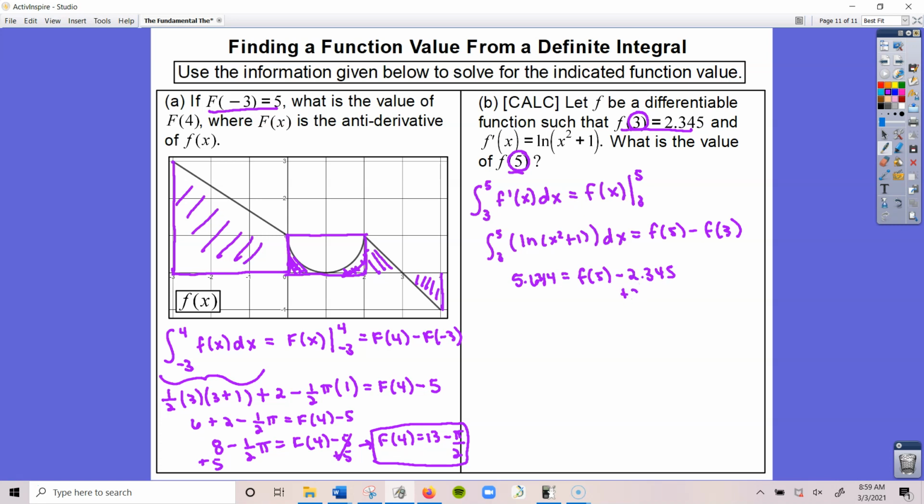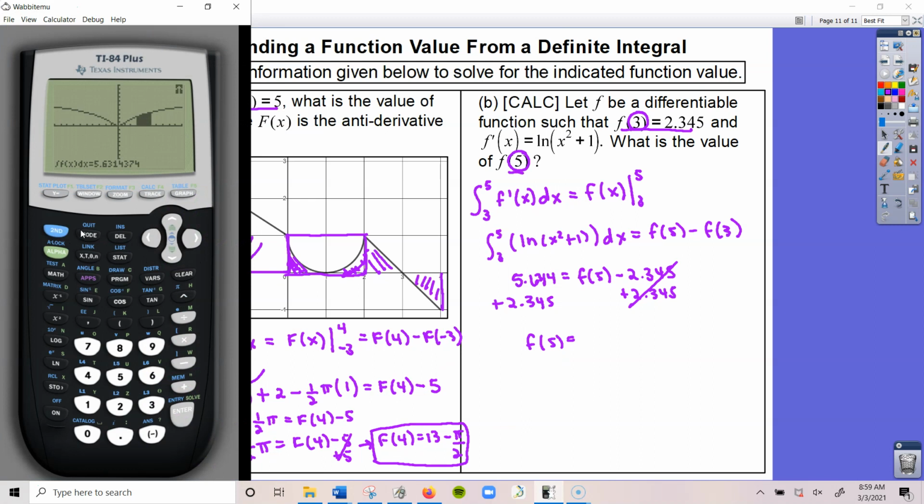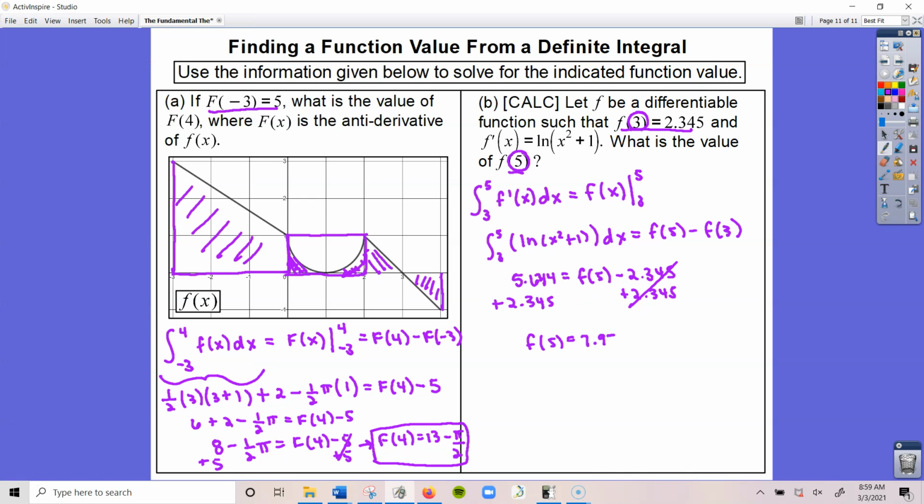So to solve, I just have to add 2.345 to both sides. So we get that f of 5 is going to equal, let's put that into my calculator here. 5.6314 plus 2.345, and we get a value of 7.9764. And that would be the value. All right, and that's the fundamental theorem of calculus.